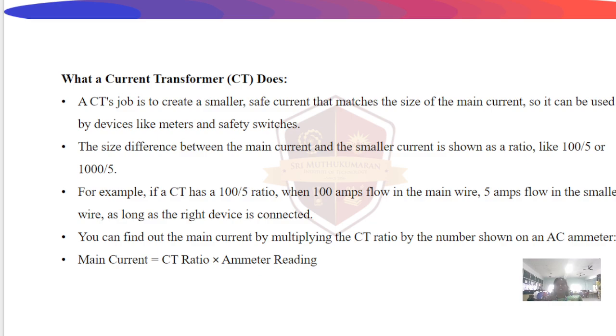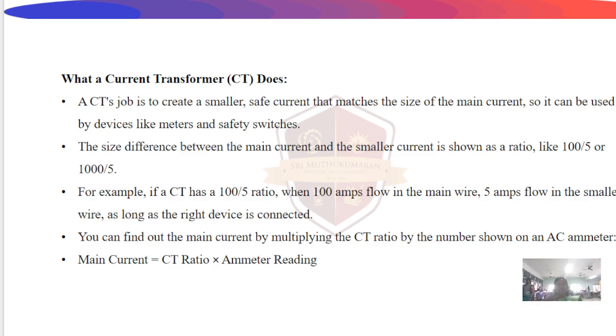The primary winding of a CT consists of one or very few turns of thick wire. The primary winding is connected in series with the line carrying the current to be measured. The secondary winding has many turns of fine wire. The secondary winding is connected to an ammeter or the protective unit. So basically, primary winding carries high current and secondary winding carries reduced current. The main purpose is to reduce high current to a small measurable value.